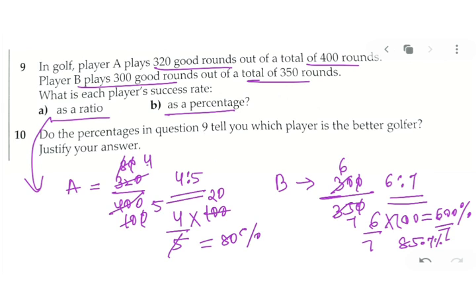Okay, do the percentage in each of question 9 which we have done just now, A and B. Tell which player is the better golfer. Yes, which one is the better golfer? A scored 80%, whereas B scored 85.7%. So of course B's percentage of success rate is higher. That means we can say B played very well.